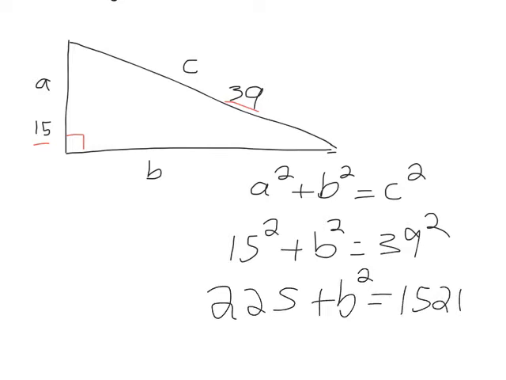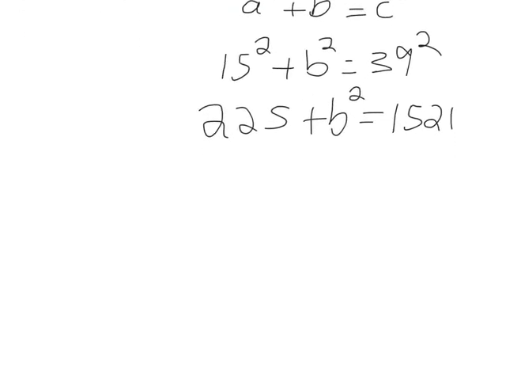Now what you need to do is solve that equation so that b squared is on one side. We're going to put this in the form that we can use the square root property or square root procedure to solve. That means we need the b squared isolated on one side and all of the constants on the other. So we'll move the 225 to the other side by subtracting it. 1521 minus 225. B squared is going to be 1,296, okay? And then you take the square root of both sides.